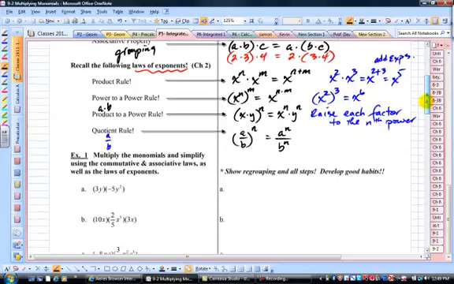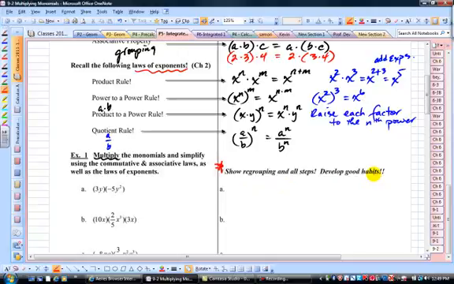All right, so here we go. Example 1 here, let's read first. It says multiply the monomials, okay, and simplify using the commutative and associative laws as well as the laws of exponents. Okay, now look over here on the right, this right here. I want to show the regrouping and show all steps to develop good habits. And keep this in mind, you guys have been through this material before, so don't work ahead of me.